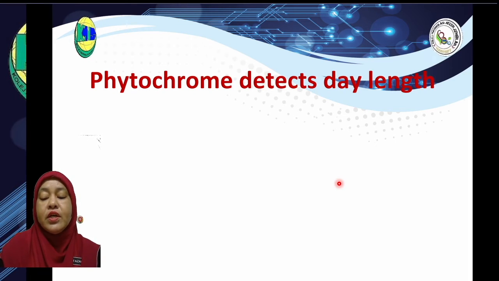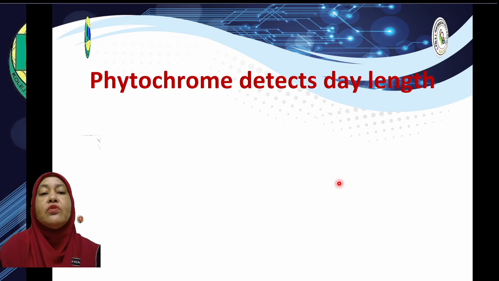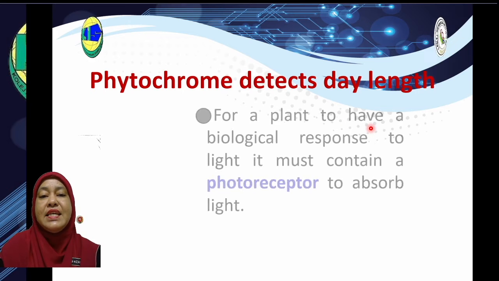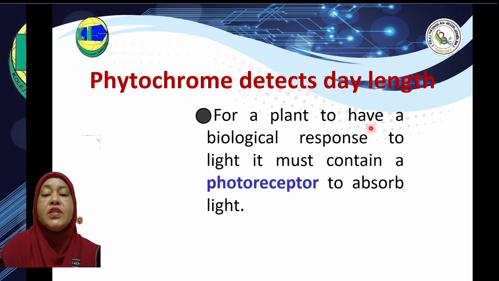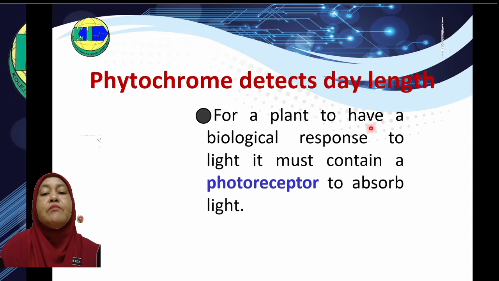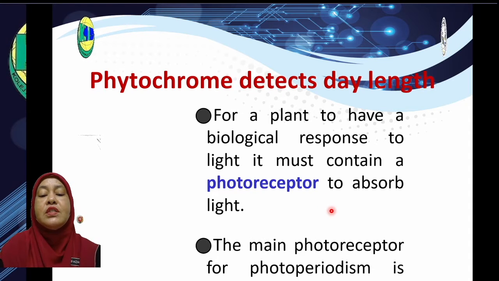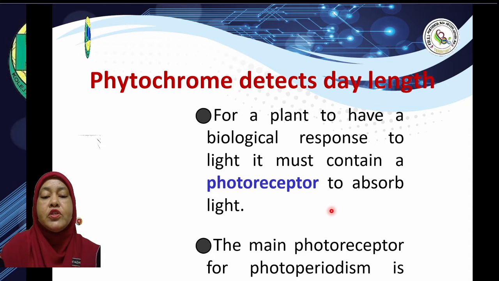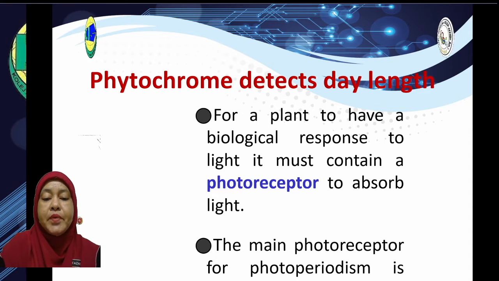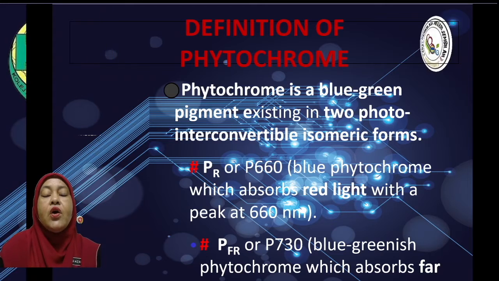In order to understand this concept, you need to understand what we call phytochrome. Phytochrome detects day length. For a plant to have a biological response to light, it must contain a photoreceptor, which absorbs the light. The main photoreceptor for photoperiodism is known as phytochrome. Teacher repeats: phytochrome.